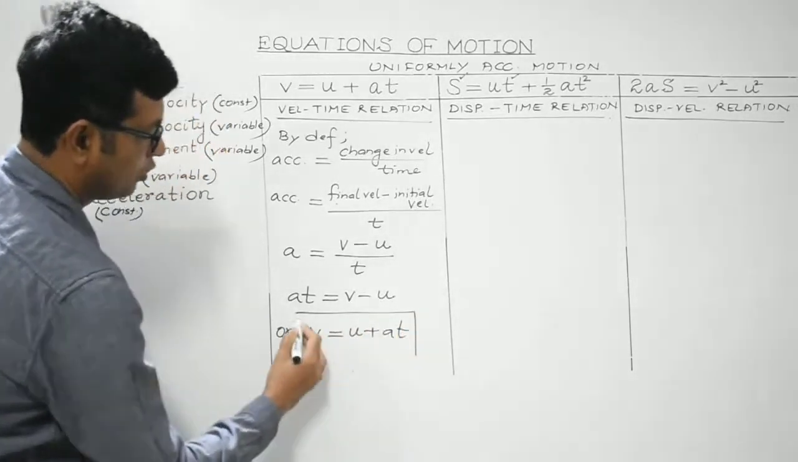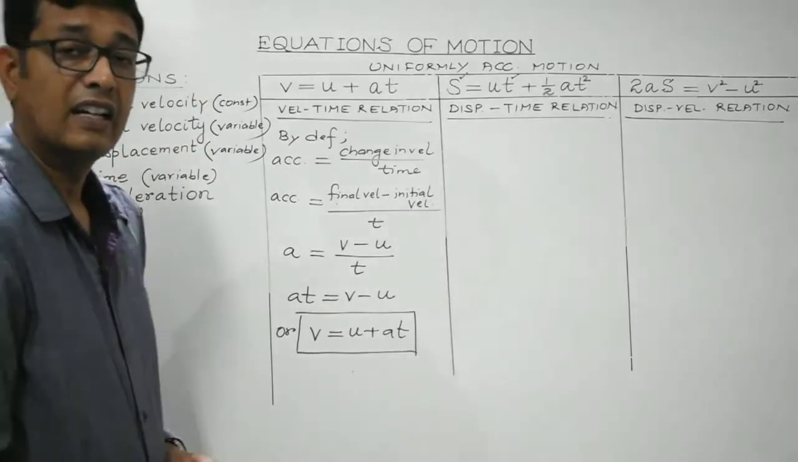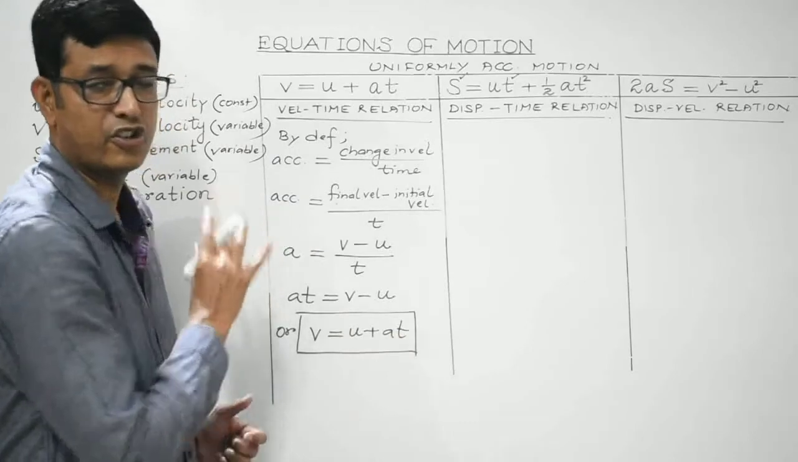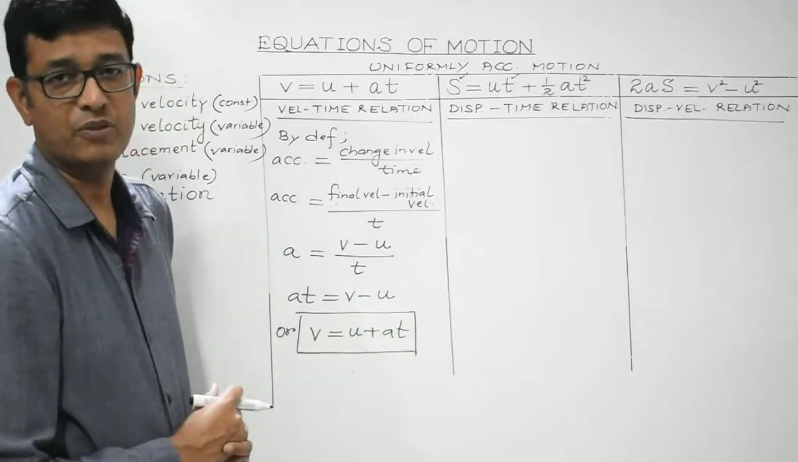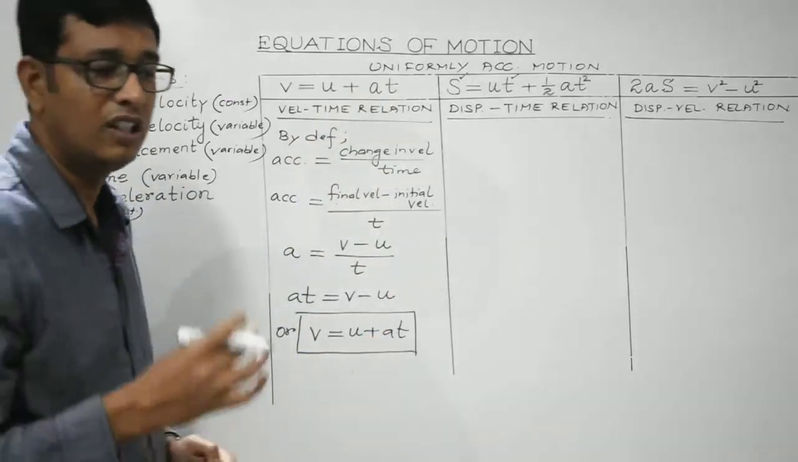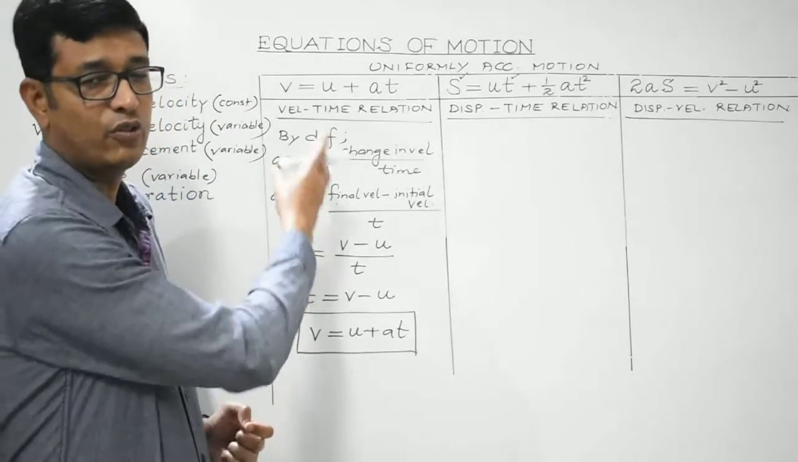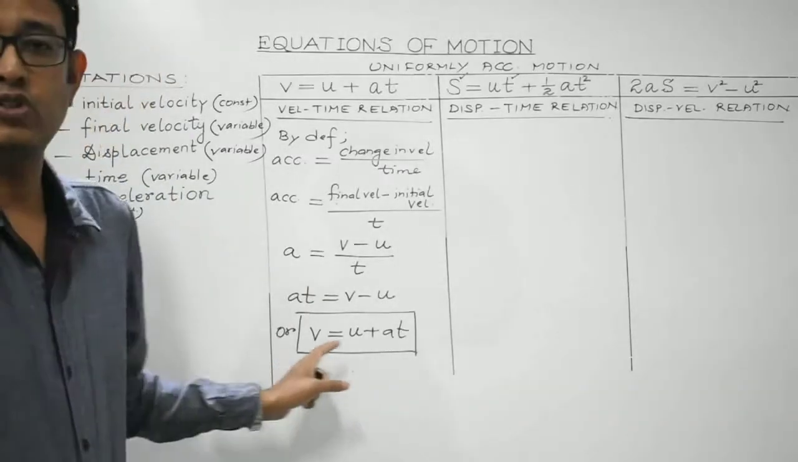This is, students, the first equation of motion. And as I have told you, it is also known as velocity time relationship. Clear? So this is a very simple verification. Only by knowing the definition of acceleration, the first equation of motion can be easily verified. So this is velocity time relationship.